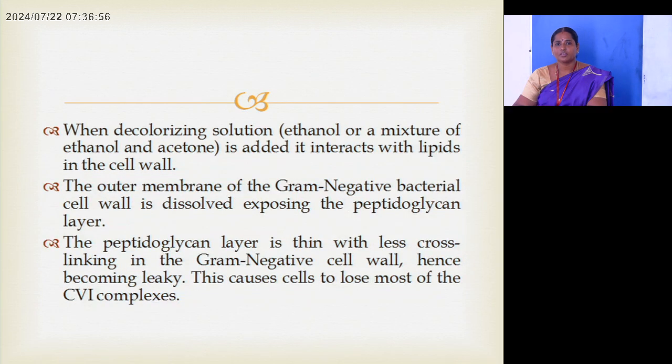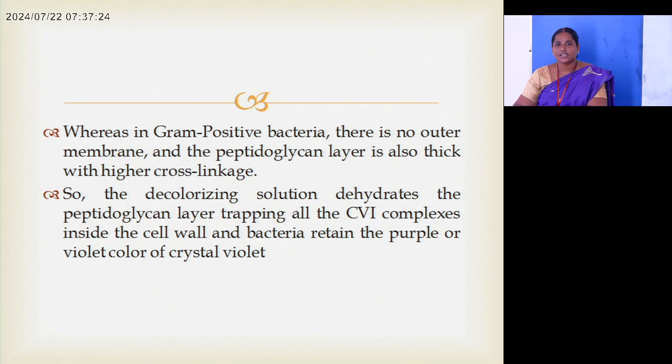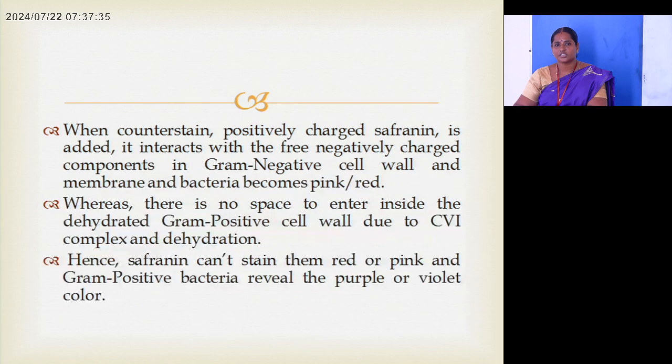When the decolorizing solution, ethanol or a mixture of ethanol and acetone, is added, it interacts with the lipids in the cell wall. The outer membrane of the gram-negative bacterial cell wall is dissolved, exposing the peptidoglycan layer. The peptidoglycan layer is thin with less cross-linking in the gram-negative cell wall, hence becoming leaky. This causes the cell to lose most of the CVI complexes. In gram-positive bacteria, the decolorizing solution dehydrates the peptidoglycan layer, trapping all CVI complexes inside the cell wall, and the bacteria retain the purple or violet color of crystal violet.